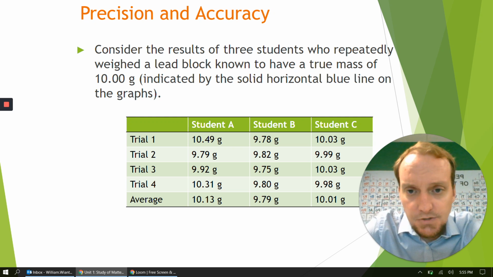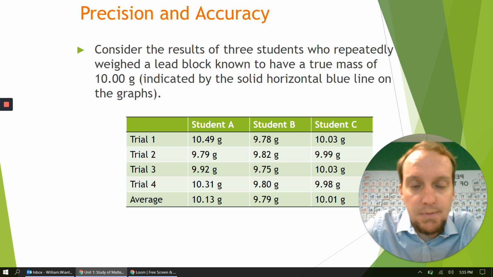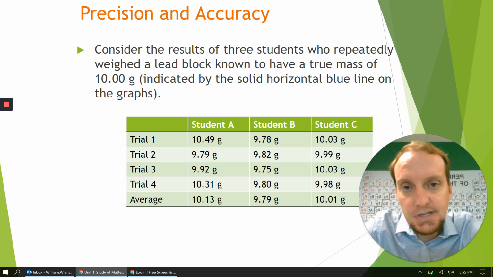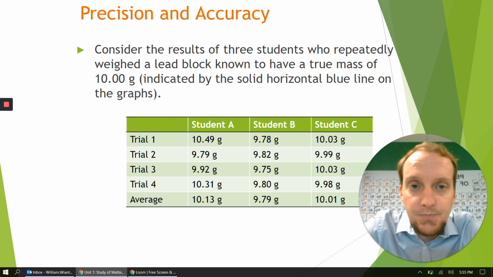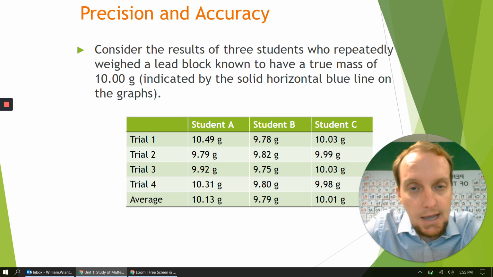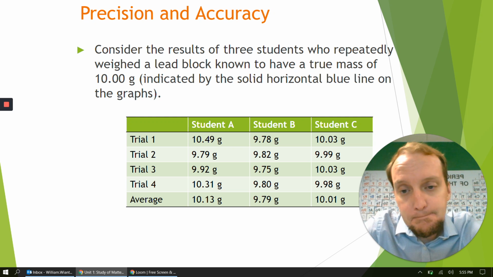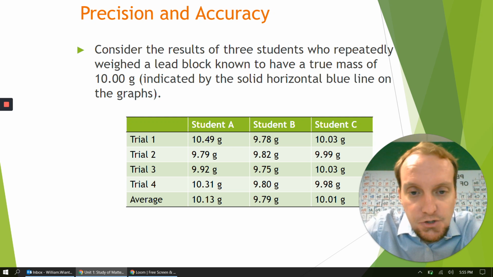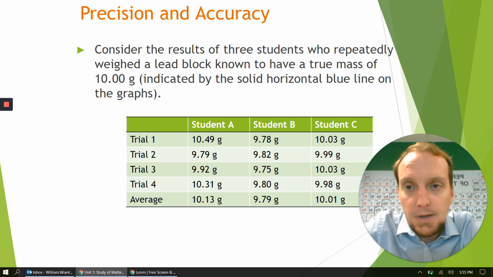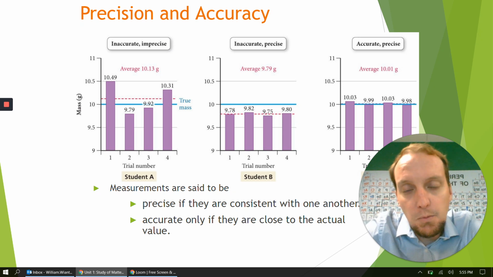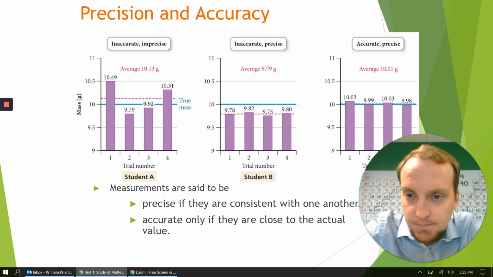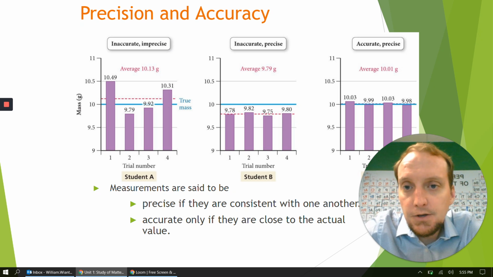So student A did 4 measurements and you have the average. Student B, 4 measurements and an average, and the same thing for student C. We need to look at this and figure out who is the most accurate, who is the most precise, and who is both or who is neither, okay? It's a little hard to do it this way. I could talk you through it, but I'm going to have it in bar graph form because it's so much easier to visualize. So on the left we have student A. Notice the true mass is shown in blue.